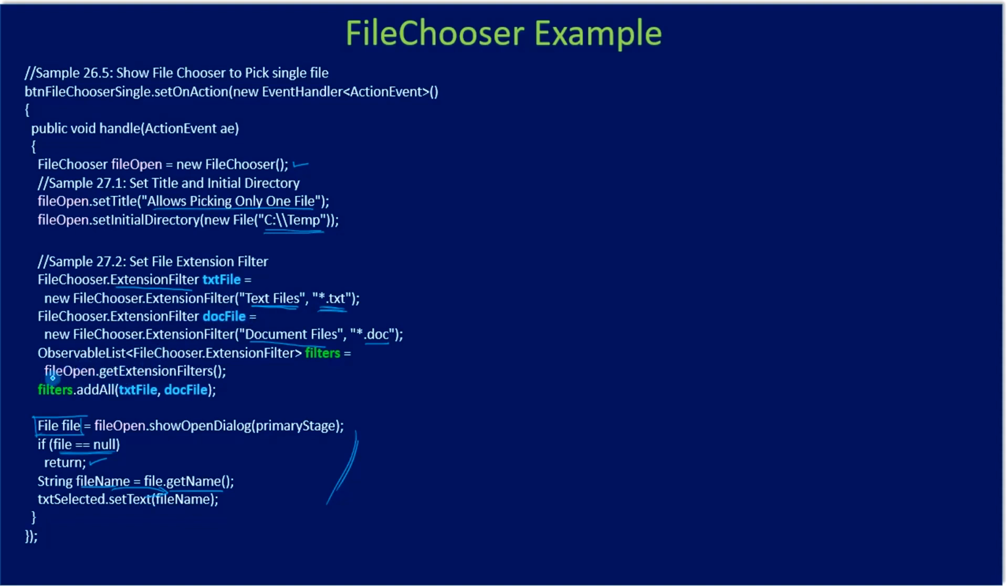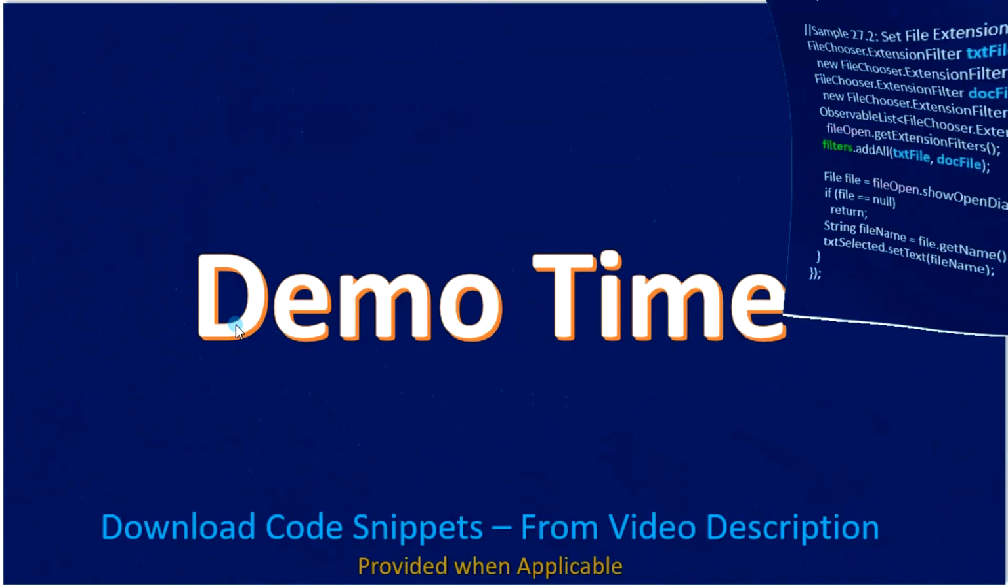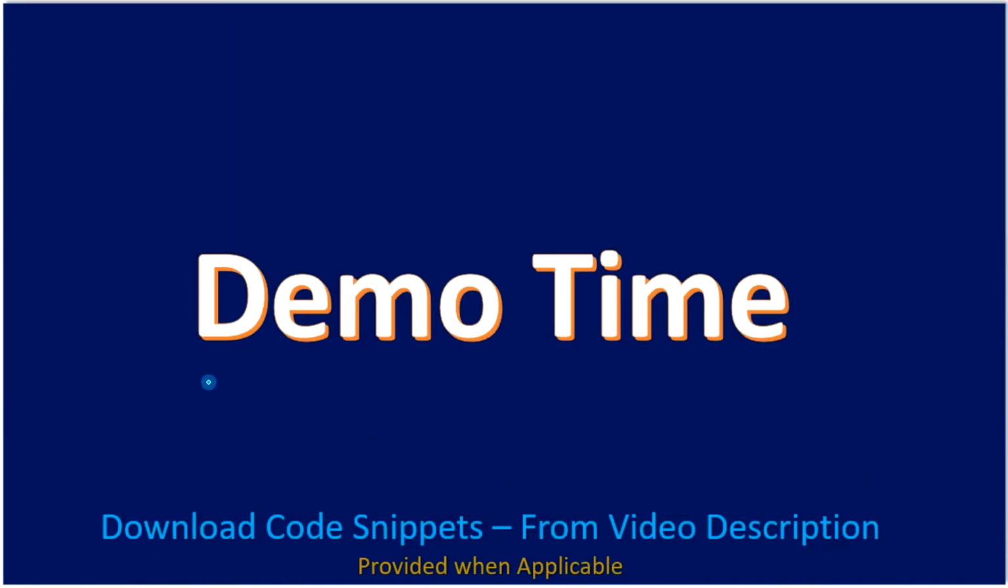After that, from our file open dialog, we will make a call to get extension filters. This will give us the observable list and we are calling that filters. Then using the addAll method, we will add both of our file filter extensions. Alright, now we will go to the demo and see how it works.